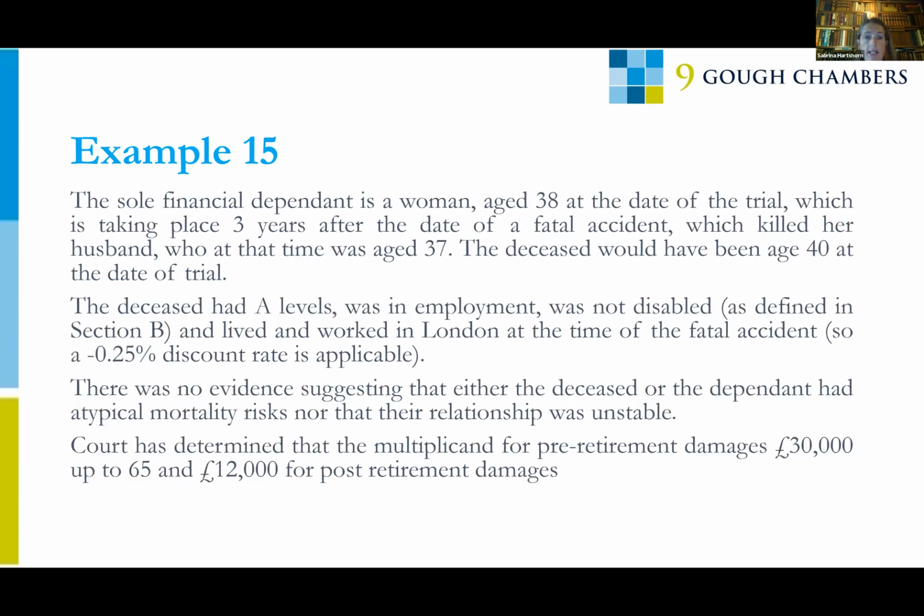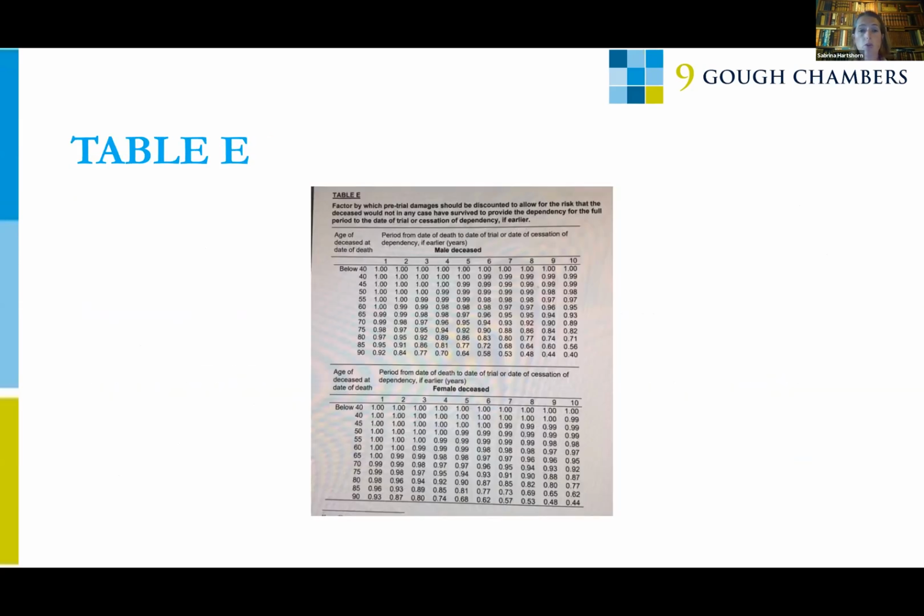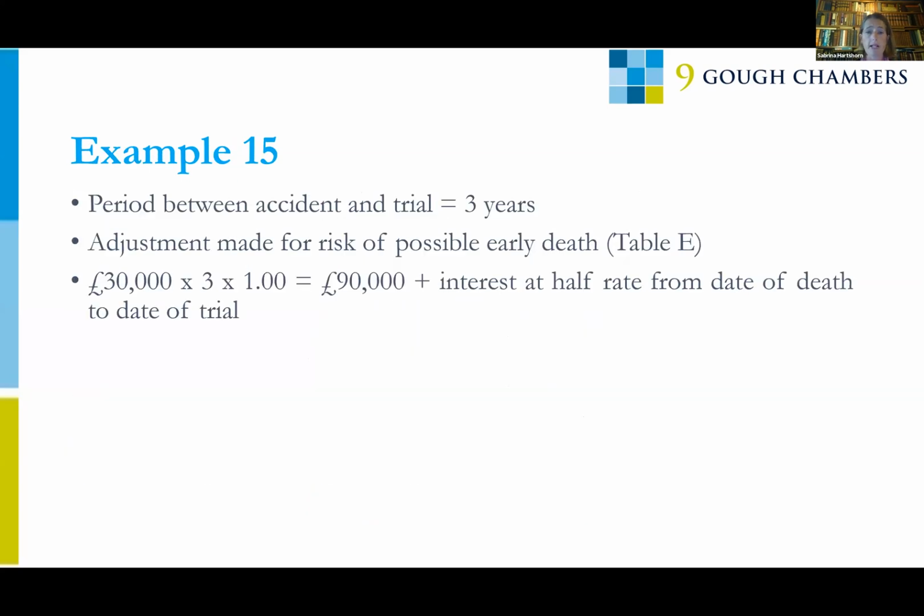And just to go back to Table E to show you, you can see below 40, the age the deceased, the male deceased was, he was 37, so you would look to below 40 on the left-hand side, and then go across to 3, which is the period of years, and there we have 1. So that's £90,000 plus interest at half the rate from the date of death to the date of trial.